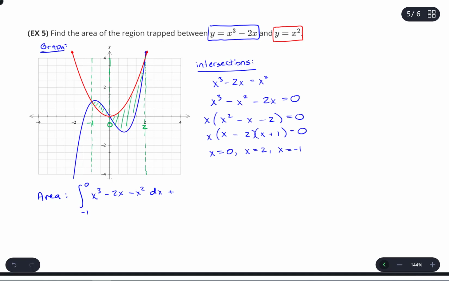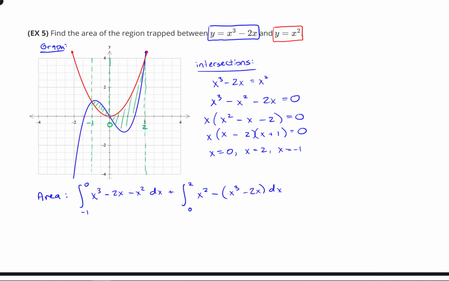And then we need to add to that the area of this region, which is trapped between 0 and 2, but the square function is on top. So it's x squared minus the quantity x cubed minus 2x. I didn't need to put parentheses around the x squared here because it was just a single term. Whenever there's multiple terms, you need to subtract the entire quantity. And that's just ensuring that the distributive property will have this negative distribute to both pieces within the polynomial.